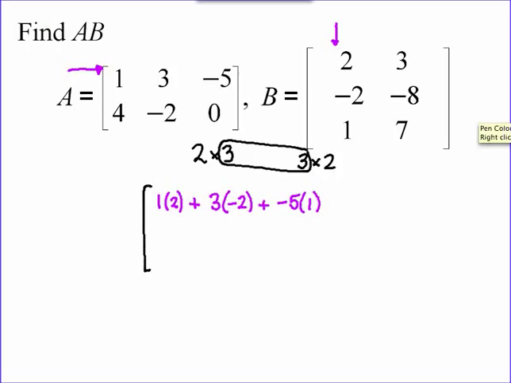Now I'm going to do the exact same thing. I'm going to do row 1 times column 2. First times first will be 1 times 3 plus 3 times -8 plus -5 times 7. Good.